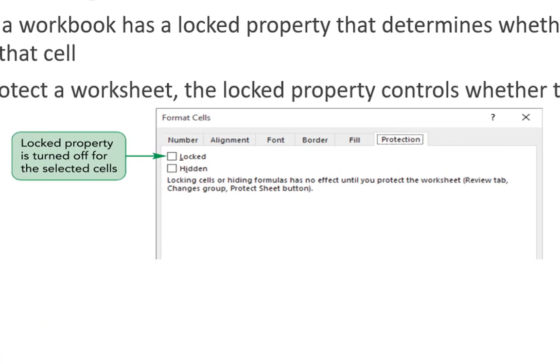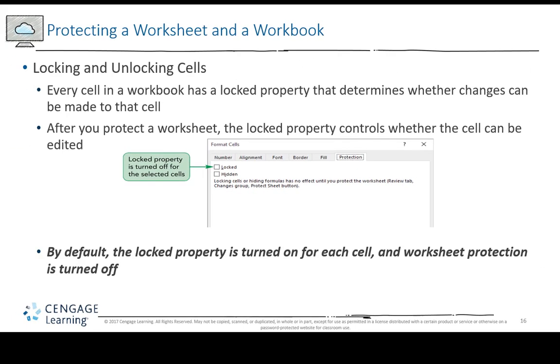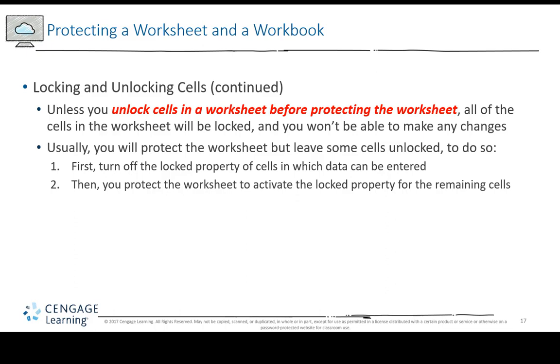Here is a picture of the locked property for a particular cell. Right now it has been turned off. By default, the locked property is turned on for every cell, and worksheet protection is turned off. Unless you unlock cells in a worksheet before protecting the worksheet, all of the cells in the worksheet will be locked, and you won't be able to make any changes.